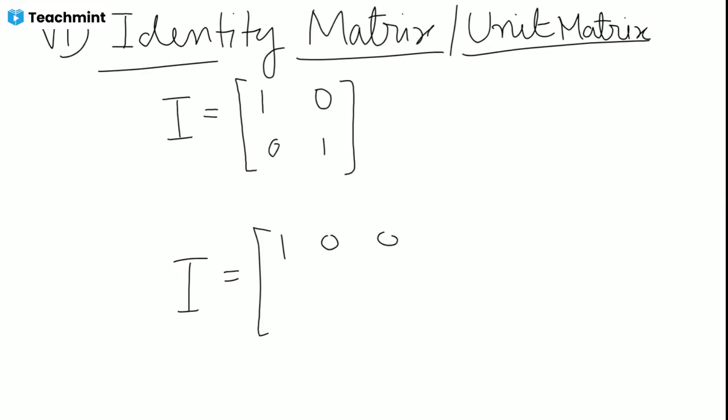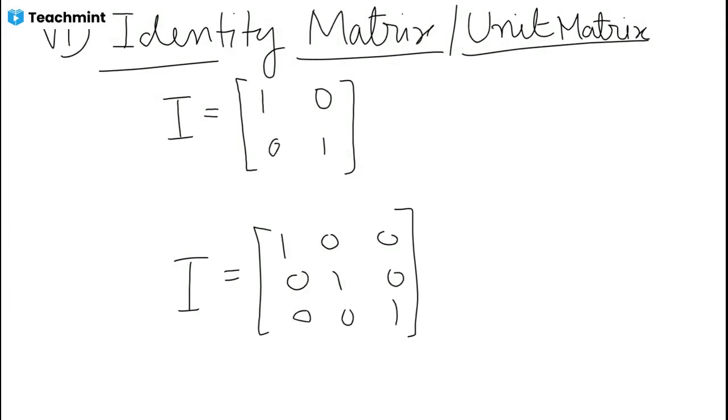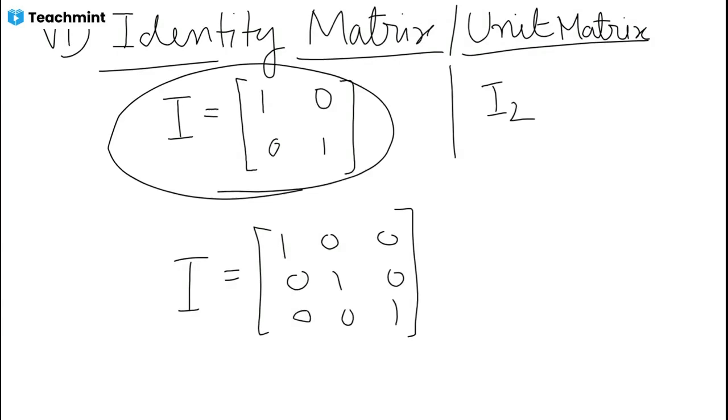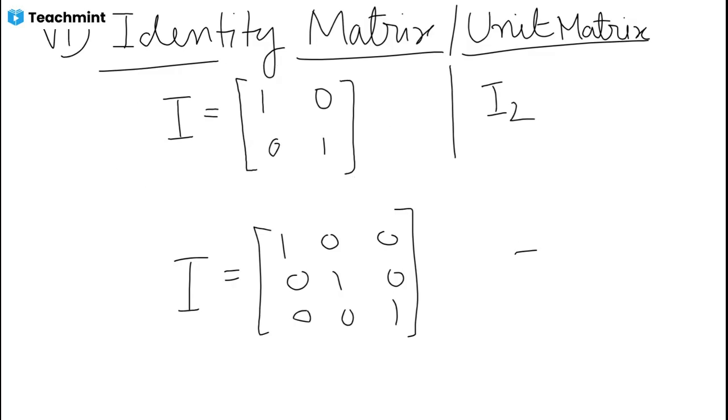1 0 0, 0 1 0, 0 0 1. So these are examples of diagonal matrix. Sometimes they can ask you I2. I2 means you need to take a 2 by 2 identity matrix, and I3 means you need to take a 3 by 3 order identity matrix. Definitely it should be three.